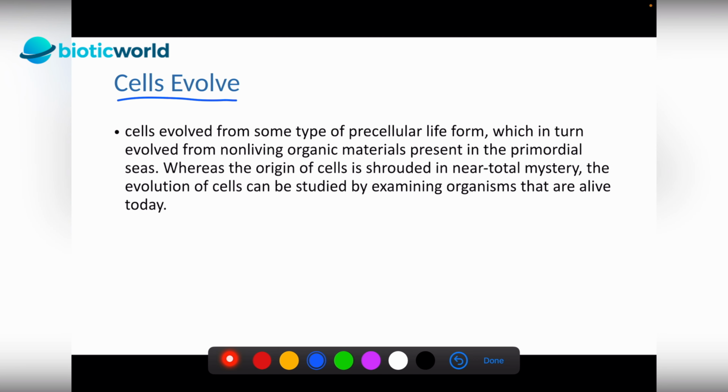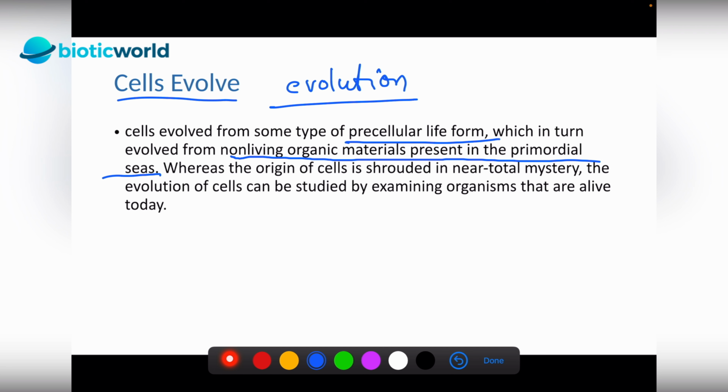Here next we have that cells evolved, which refers to evolution. Cells evolved from some type of pre-cellular forms, which in turn evolved from non-living organic material present in the primitive seas, whereas the origin of cells is shrouded in near total mystery. The evolution of cells can be studied by examining organisms that are alive.